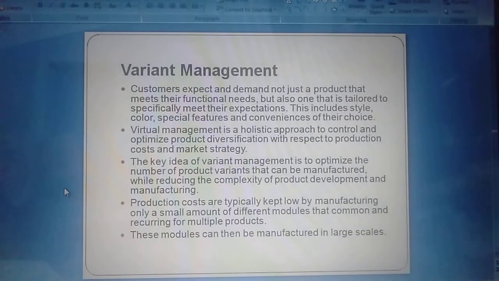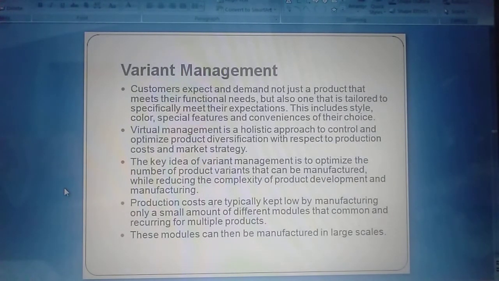So next, we have variant management. What do you mean by this variant management? Customers accept and demand not just a product that meets the functional needs, but also one that is tailored to specifically meet their expectations. This includes style, color, special features and convenience of their choices. So for this, we can have one simple example. The variants of a motorbike may include a different style of design, color, features, etc.